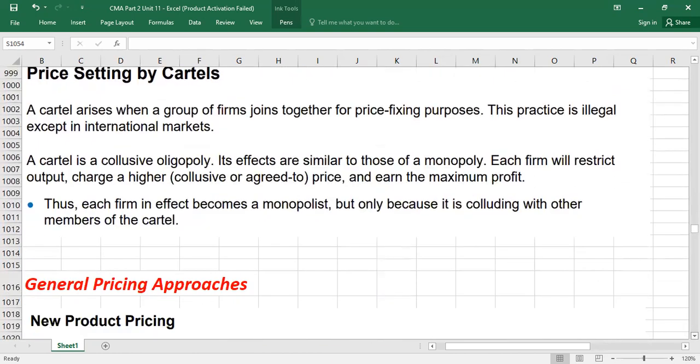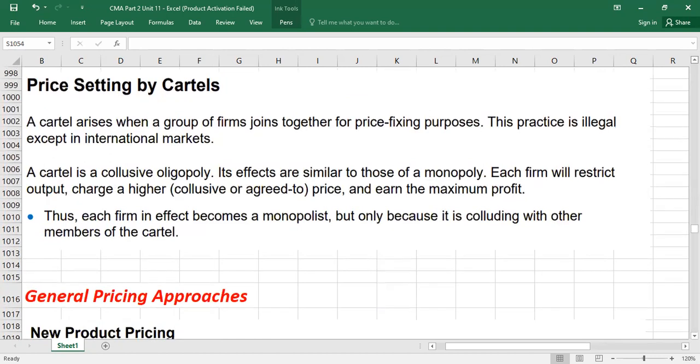Then, guys, we have one note here. This is also a small concept, called price setting by cartels. What does price setting by cartels mean? Here we have a definition. A cartel arises when a group of firms joins together for price fixing purposes.